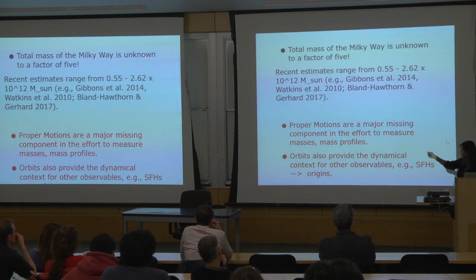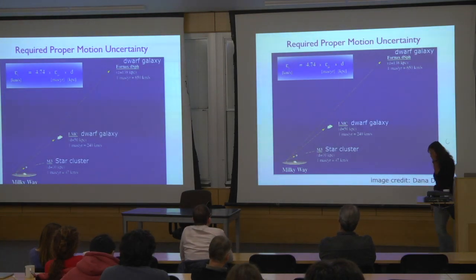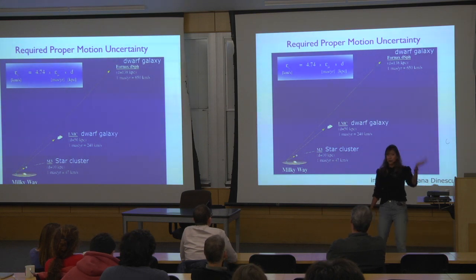And they allow you to do two things. They allow you to better constrain mass, and they allow you to understand the context in which you're trying to interpret other observables. So why is proper motion, so tangential velocity, so difficult to measure?